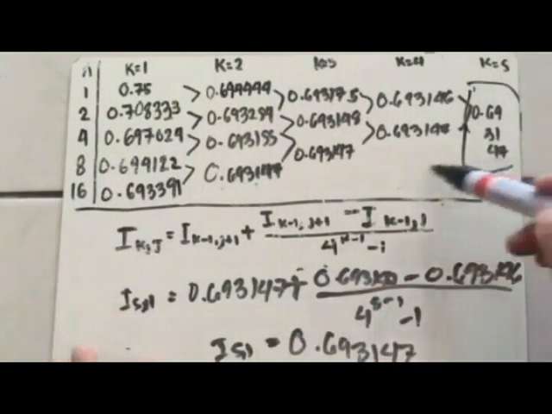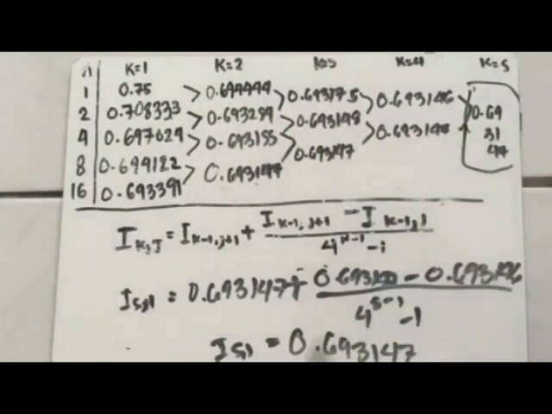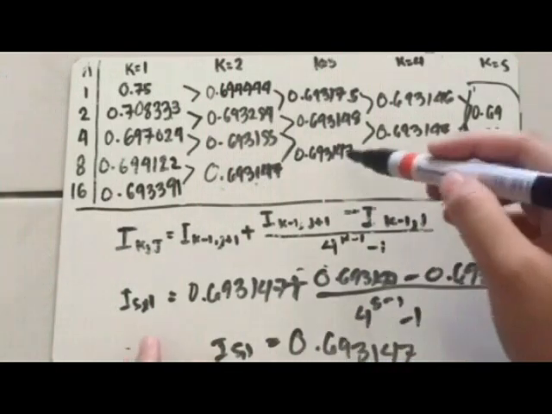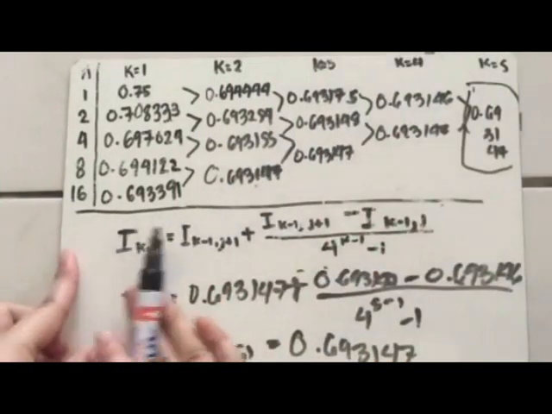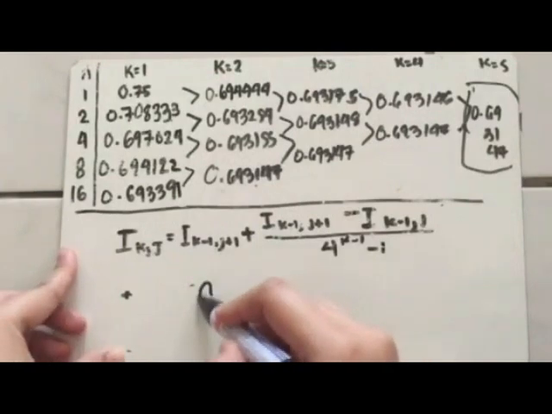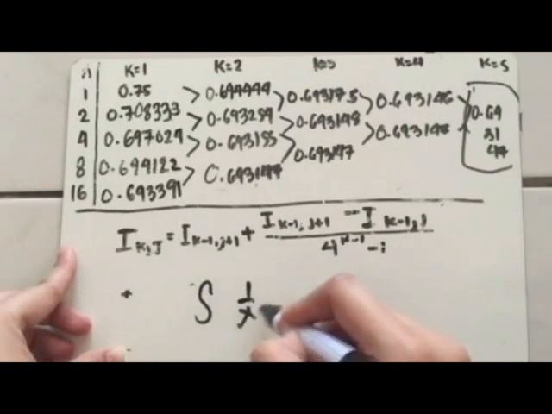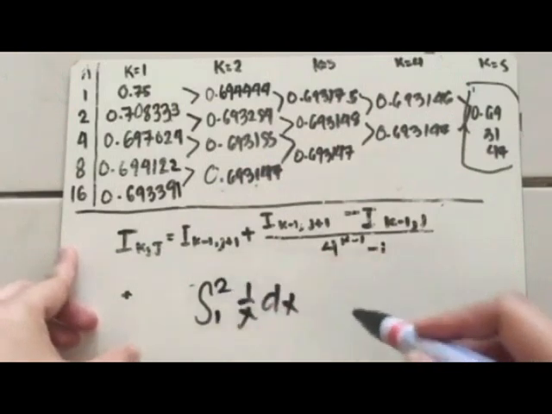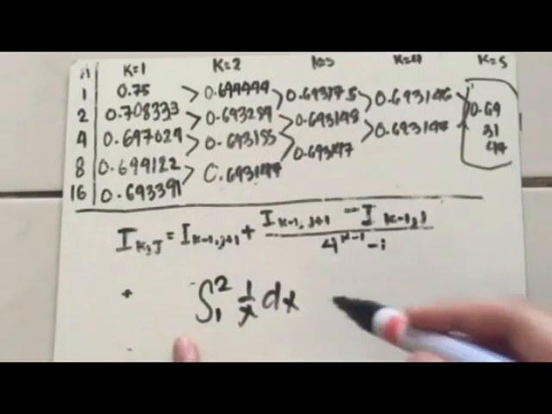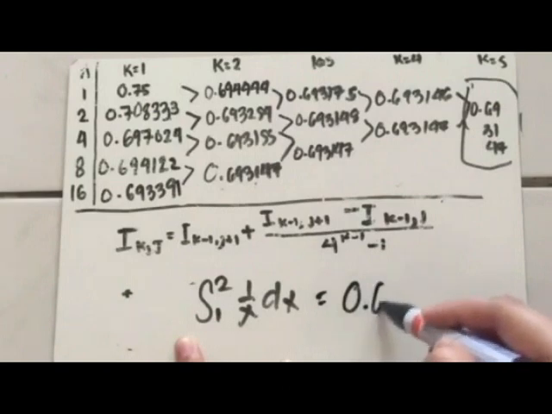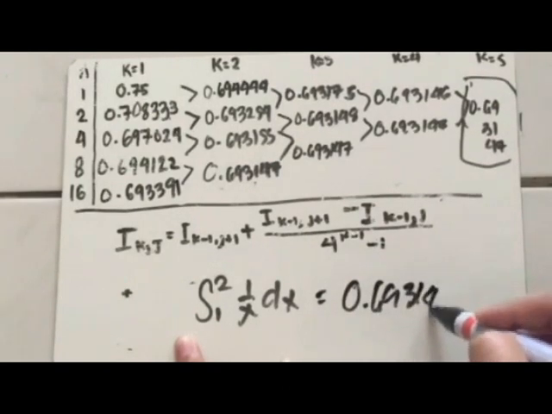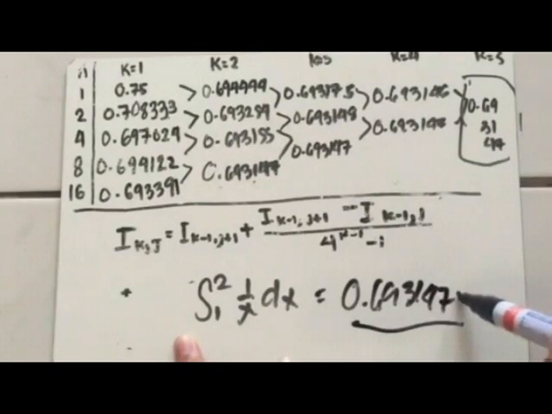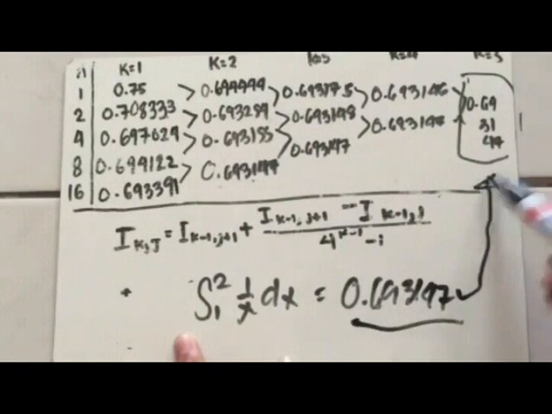So if we integrate 1 over x dx, with limits 1 to 2, in the calculator, it is equal to 0.693147, which is also the value of Romberg's.